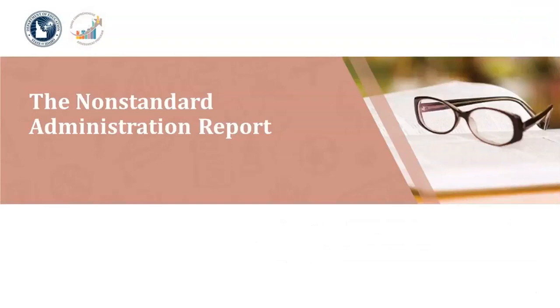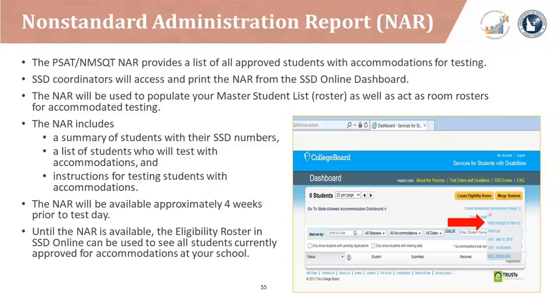Very quickly, the Nonstandard Administration Report, or NAR. The PSAT NMSQT NAR provides a list of all approved students with accommodations for testing. SSD coordinators will access and print the NAR from the SSD Online Dashboard. The NAR includes a summary of students with their SSD numbers, a list of students who will test with accommodations, and instructions for testing students with accommodations. The NAR will be available approximately 4 weeks or 30 days prior to test day.